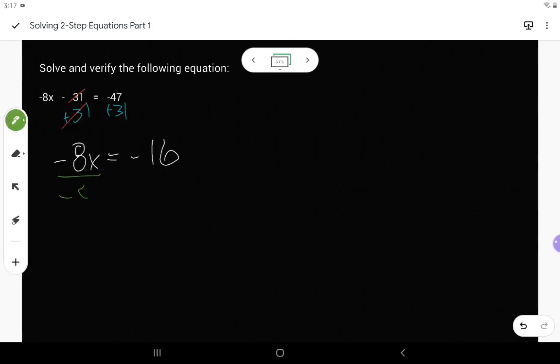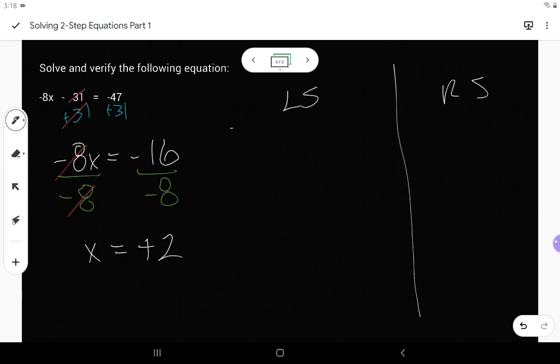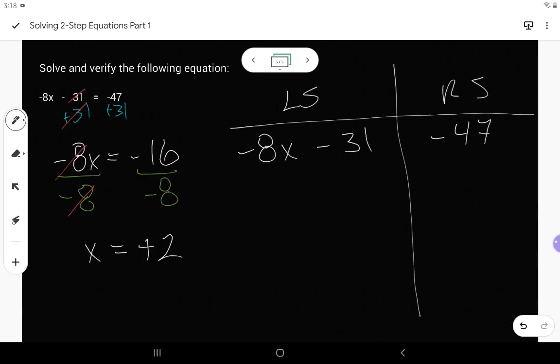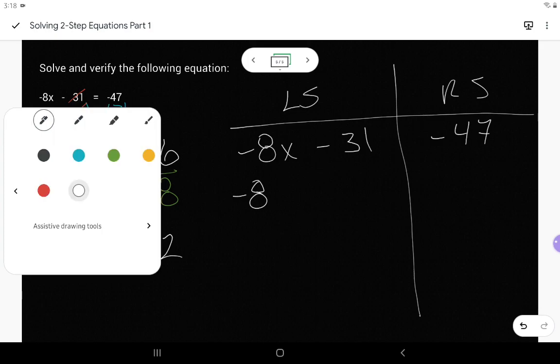Then I'm going to divide both sides by negative 8. My negative 8's on the left will cancel, and I've got x is equal to negative divided by negative is positive, and 16 divided by 8 is 2. That means if I put 2 in for my x into this expression here, negative 8x minus 31, if I put in a value of 2 for x, I should get negative 47. That's what my answer should be, so that's what we're testing.